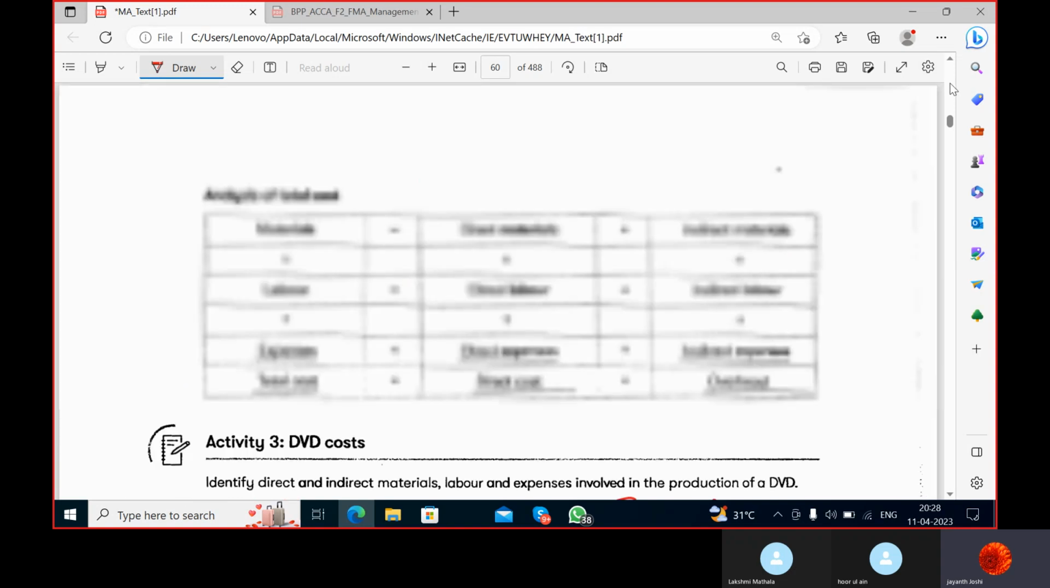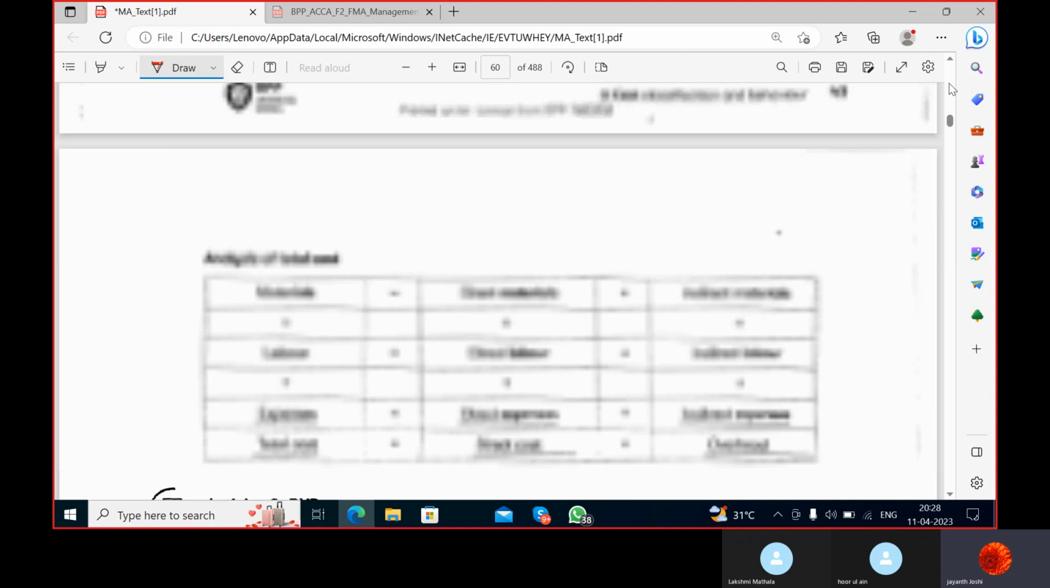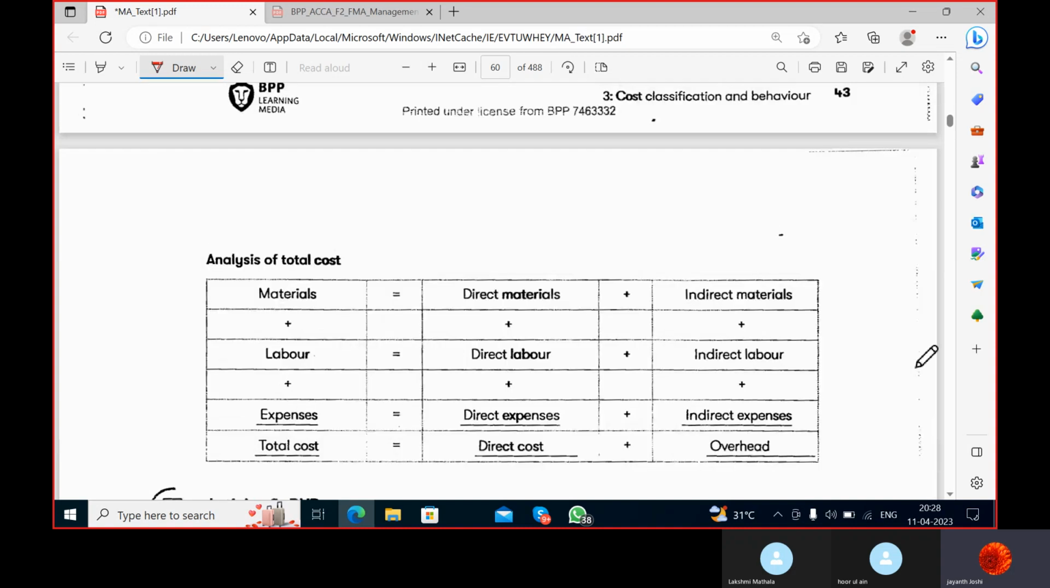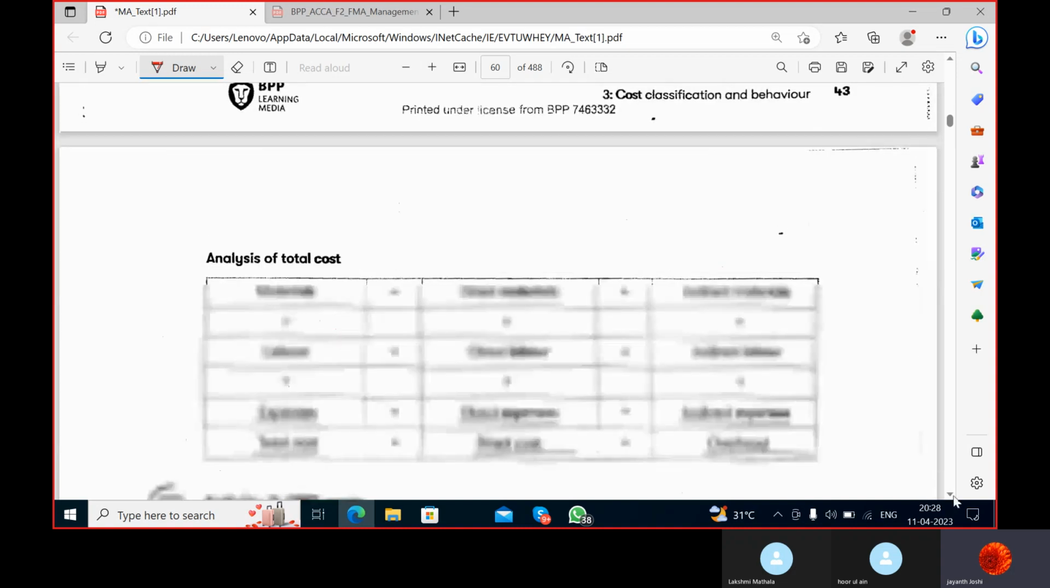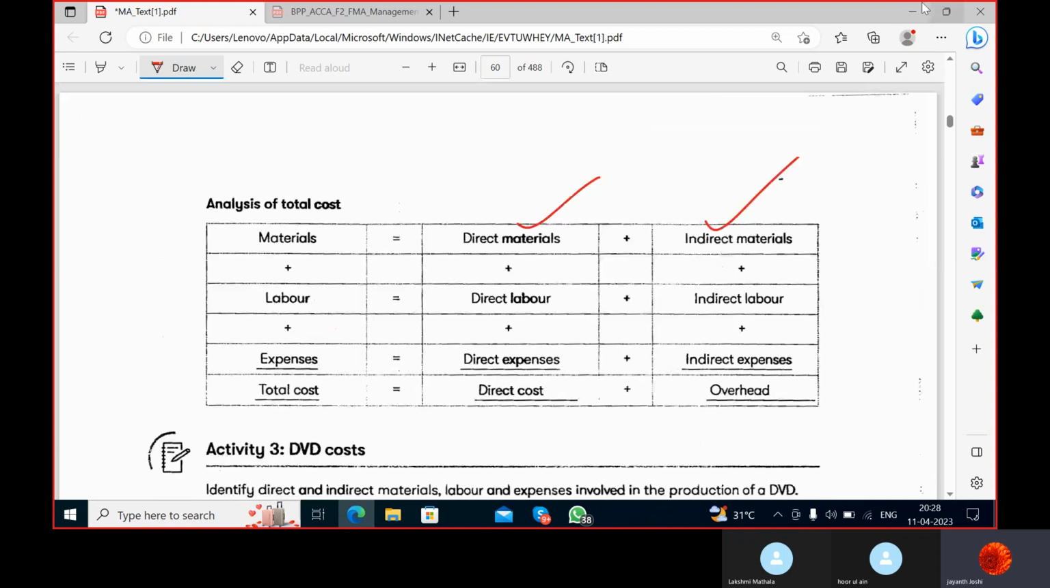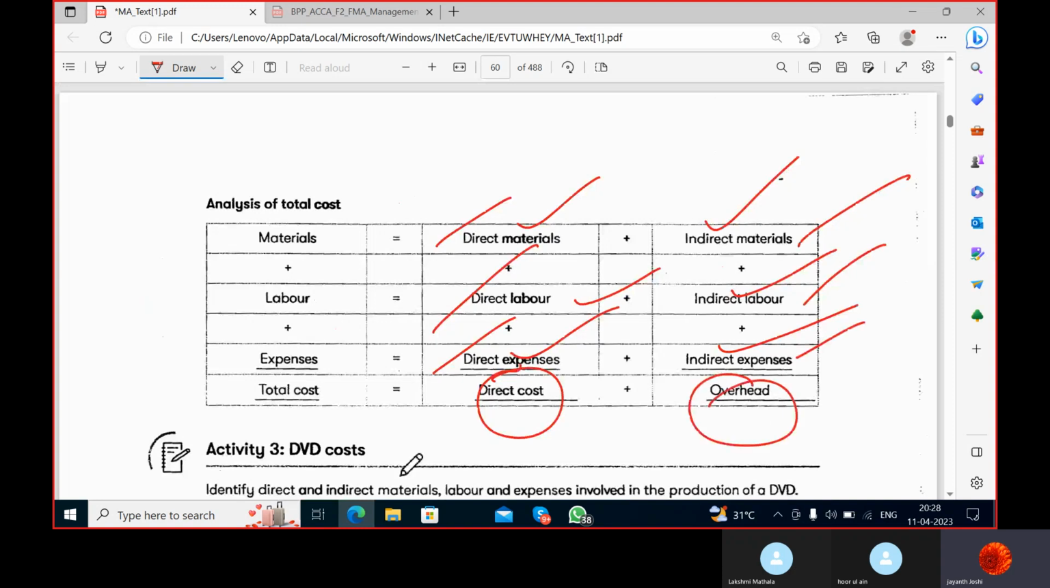So we will see the point here: analysis of total cost. Material: direct material, indirect material. This is the total material cost. Direct labor, indirect labor, expenses: direct expense, indirect expense. Here the direct material, direct labor and direct expense are direct cost. Indirect material, indirect labor, indirect expense are overheads. And direct cost and overheads make the total cost.